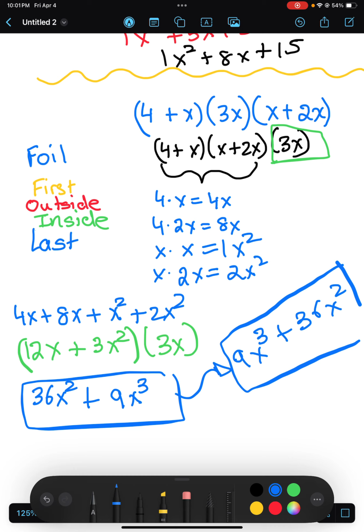In the next video, we are going to be focusing on factoring polynomials. Step by step, you'll learn how to take a complicated expression, break it down like a pro.